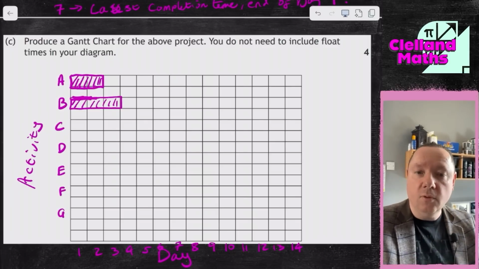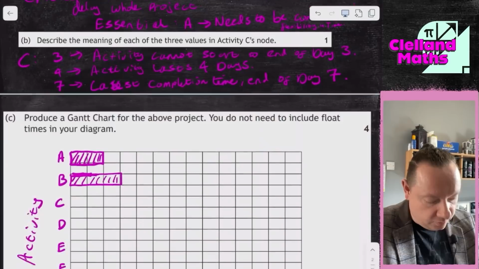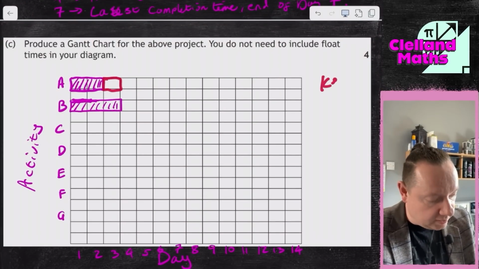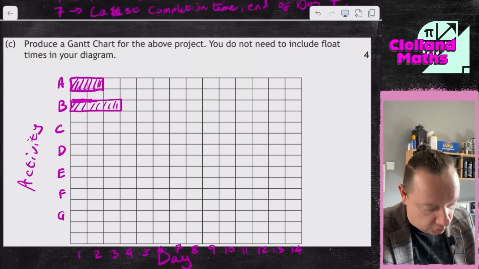Now, talking about not including the float time. If you look at A again, it goes 0, 2, then it says 3. So 3 is like one more box. So if I wanted to include the float time, I would draw another box and maybe just not shade it in and have a little key at the side to say that box means float. But we don't need it for this task. So let's move on to C.